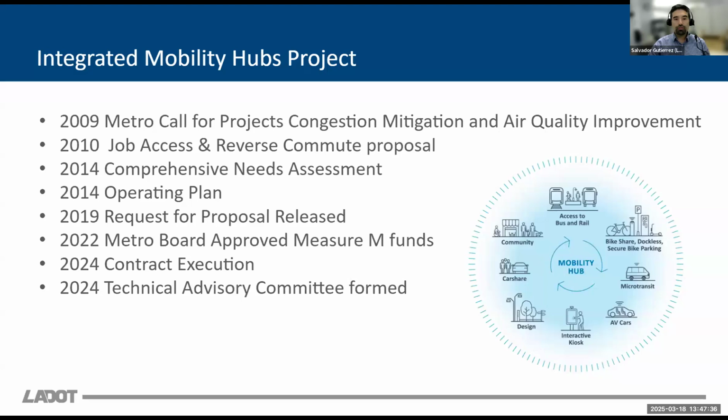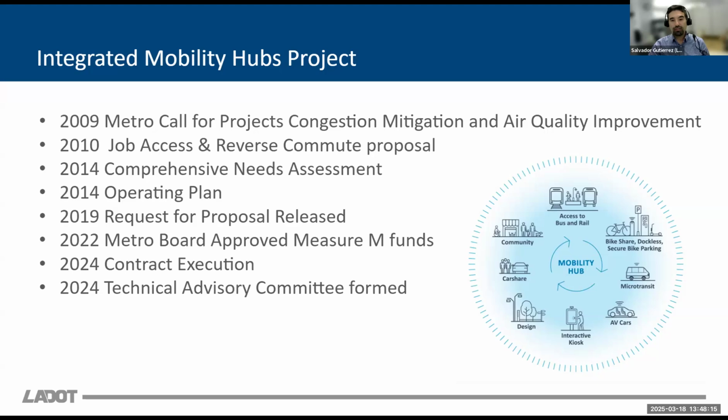So that brings us to 2022. We were able to secure some more funding through Measure M for this project, approximately $2.79 million. And then LADOT finally selected Transito to assist with the design, construction, installation, operation, and management of our Mobility Hubs project in downtown and Hollywood. And in 2024, after going through the necessary contracting review process, our contract was executed and the project selected the Technical Advisory Committee.